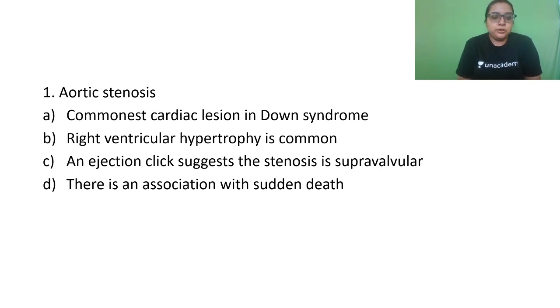Okay. So the first MCQ, aortic stenosis. True about aortic stenosis: that it is the commonest cardiac lesion in Down syndrome; right ventricular hypertrophy is common; ejection click suggests the stenosis is supravalvular; and there's an association with sudden death. Can you tell me what the answer could be in this? Any of the live members, you want to answer this particular question? Okay, so I got one answer over here. Rest others, I can see that 3 of you have joined.